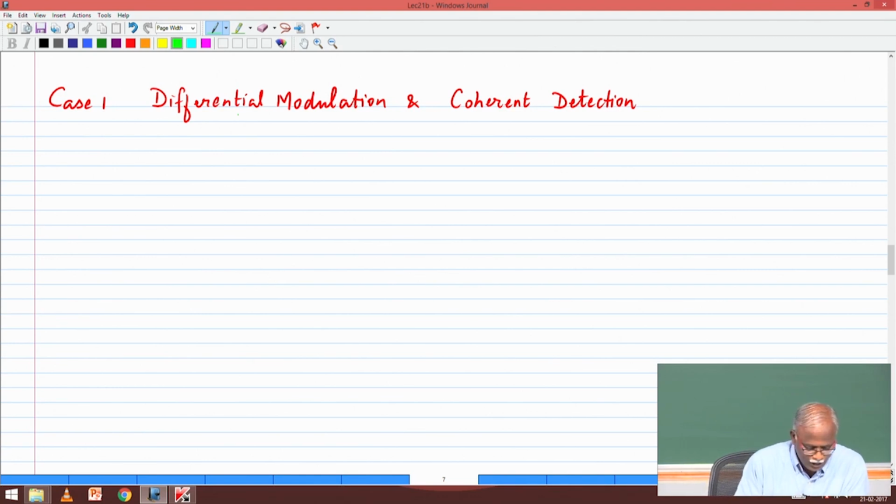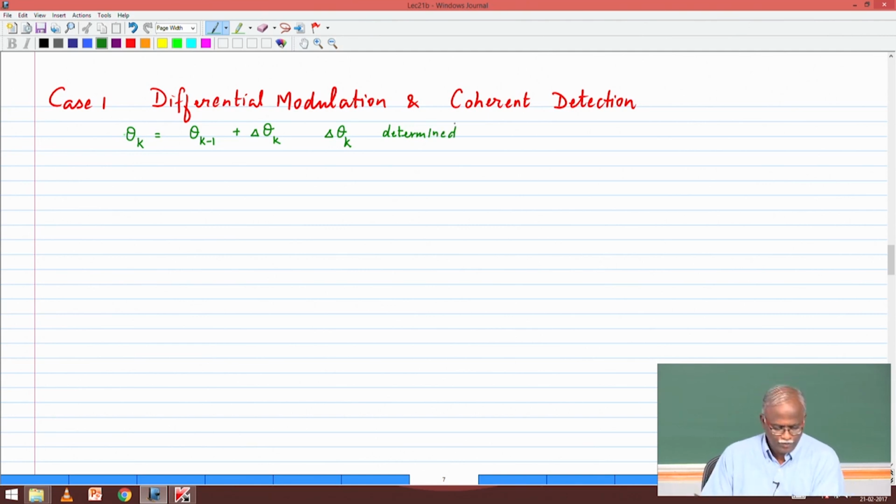Okay, so differential modulation says that my current symbol that I want to transmit, let me call that theta k, is given by theta k minus 1 plus delta theta k. The information is contained in delta theta k, and delta theta k is determined by the bits that I want to transmit. If I take a QPSK constellation, a 4-level constellation, there will be 2 bits deciding delta theta k. Let me call them bk0, bk1, and of course if it is a higher level, you would have more bits determining that.